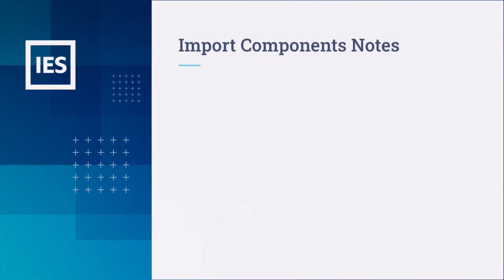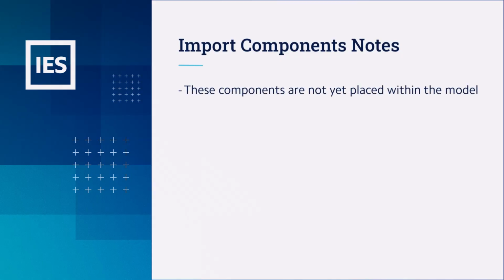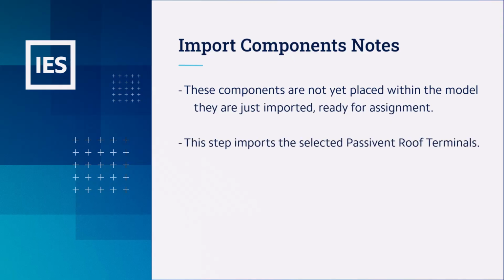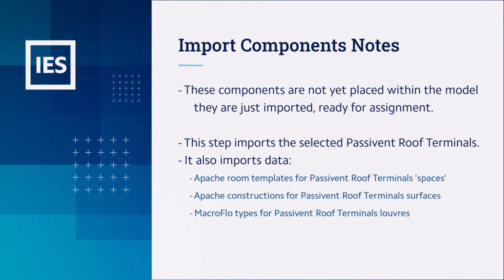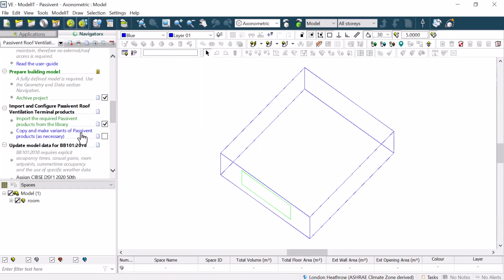It's important to note that these components are not yet placed within our model. They're just imported, ready for assignment at this point. This step not only imports the selected Passivent Roof Terminals unit, it also imports some data, such as the Apache room templates, the Apache constructions, the macroflow types, and the Apache profiles. Now we can copy and make variants as necessary.